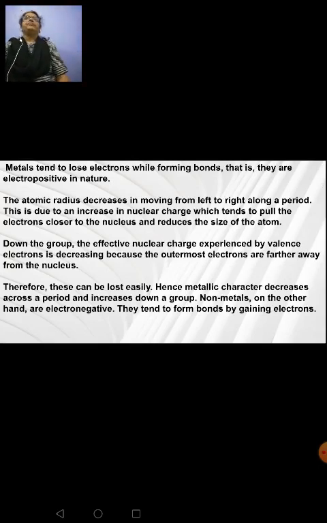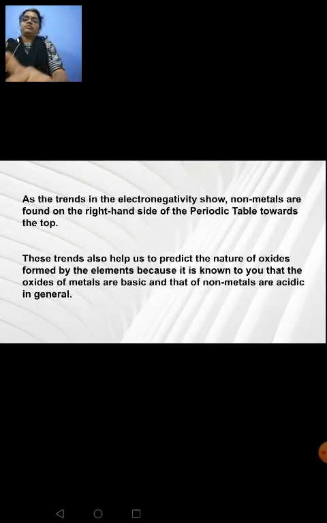Now non-metals are said to be electronegative because they tend to accept electrons. They are placed at the top towards the right side of your periodic table. Now when you are learning about acids, bases and salts, there is a separate chapter called metals and non-metals. In that you will learn the oxides formed by metals are basic by nature and non-metals are acidic by nature. That you will learn when we are doing that lesson in detail.